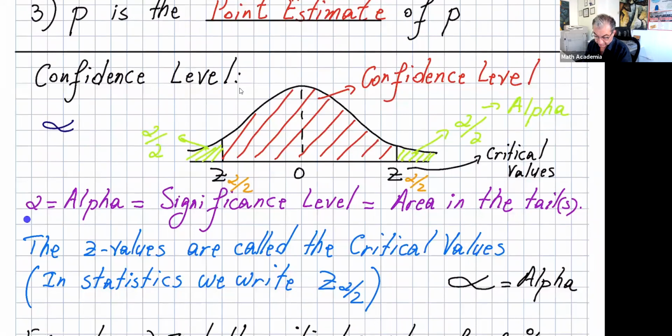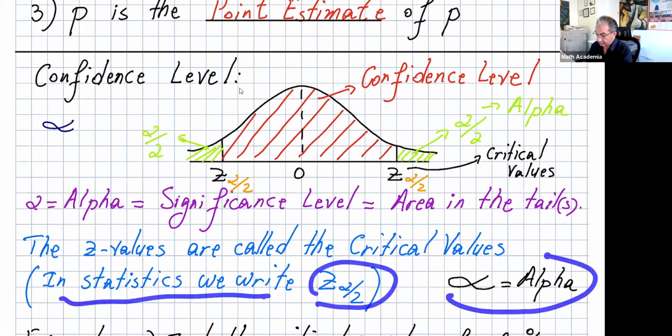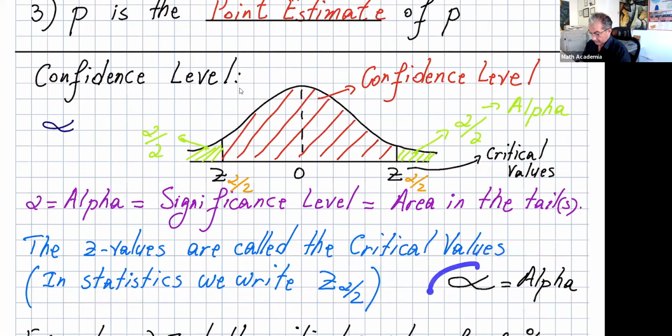I put the note for you: alpha is the Greek letter alpha, it's called significance level, and it's the area in the tail or tails. The Z values are called critical values. In statistics, we write Z sub alpha over 2. And the notation is like a fish. That's alpha.